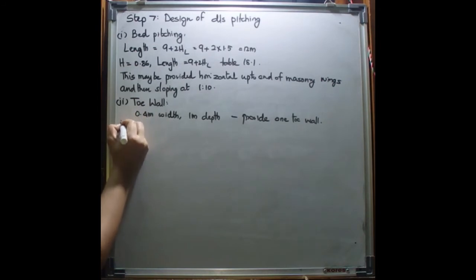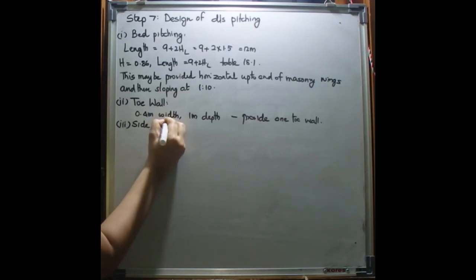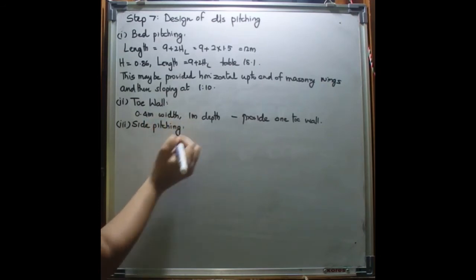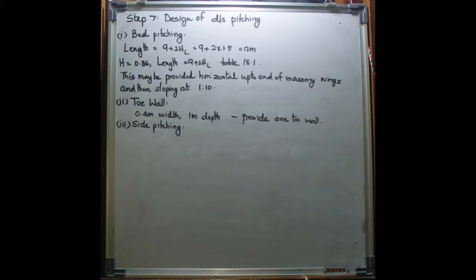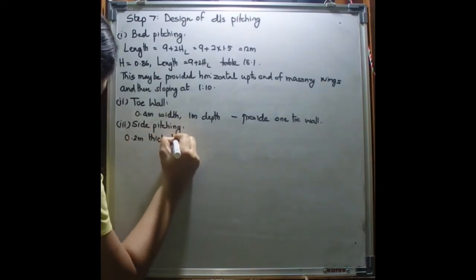And third one is side pitching. In side pitching we are going to provide a side protection with 0.2 meter thick brick pitching on edge and to a slope of 1.5:1.